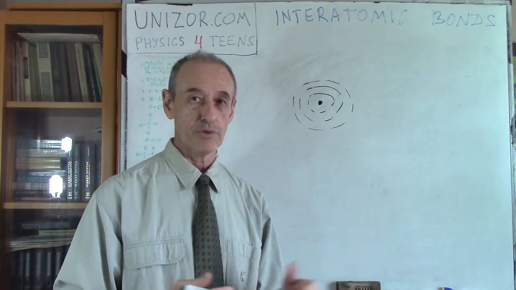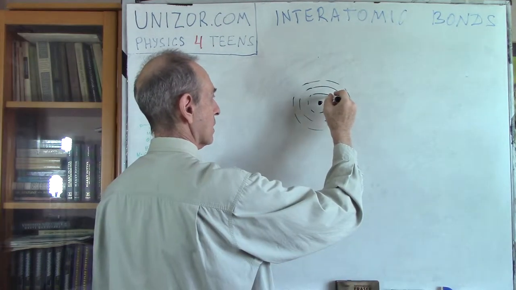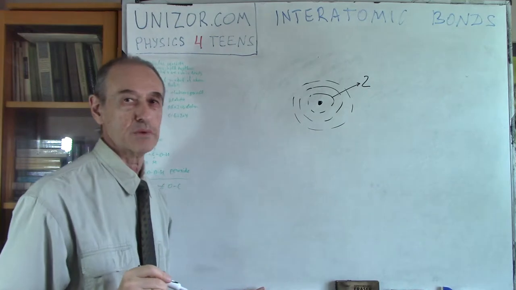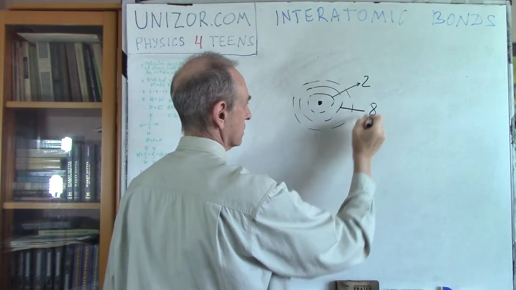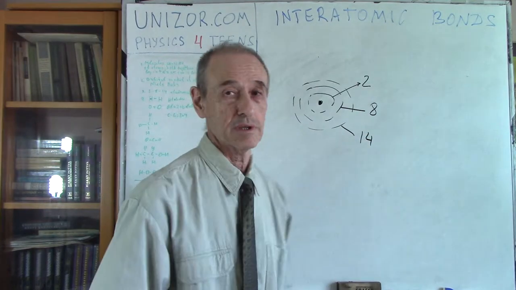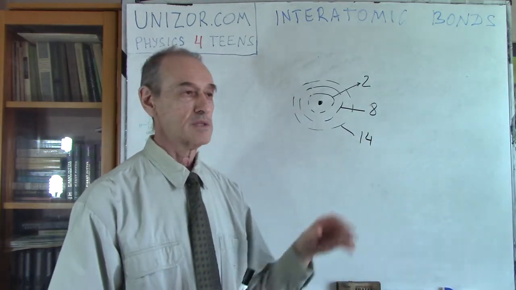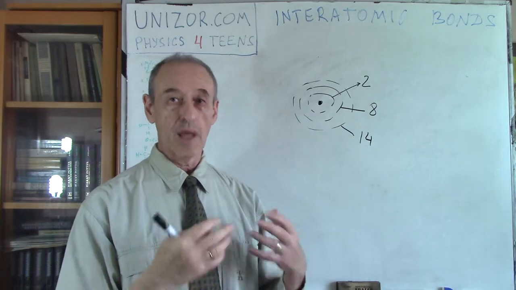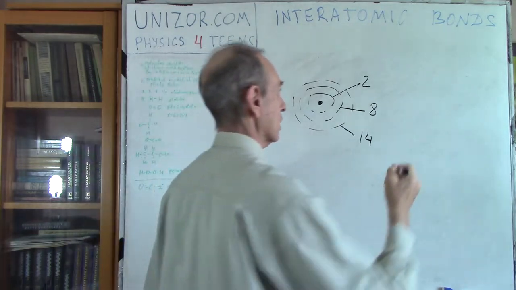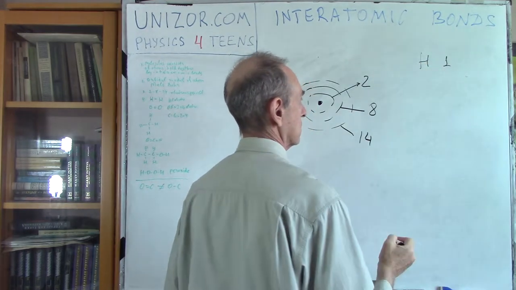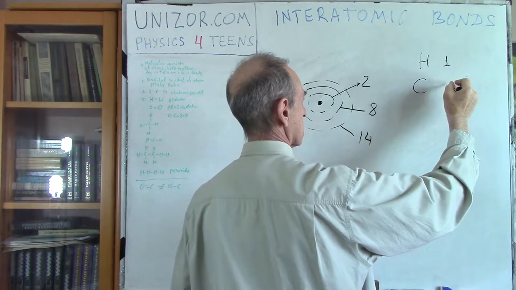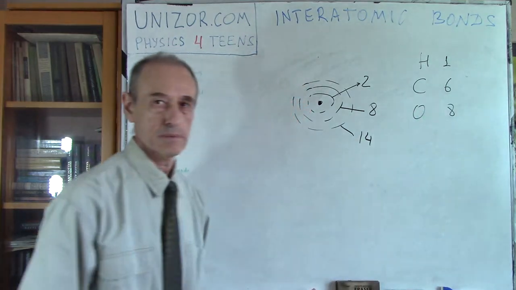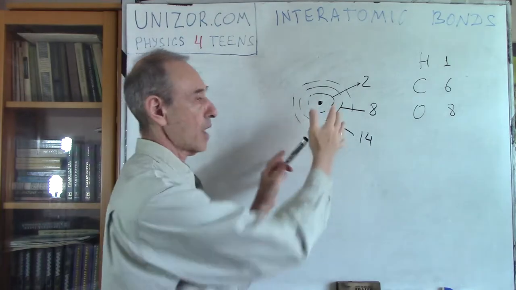And as I was saying, for reasons unknown to me, the orbit closest to the nucleus has a maximum of 2 electrons. The next one, 8. The next one, if I'm not mistaken, 14. And let's not go any further than that. So these are maximums. Now, different elements have different numbers of electrons. For instance, hydrogen has 1 electron. Carbon has 6. Oxygen has 8 electrons.